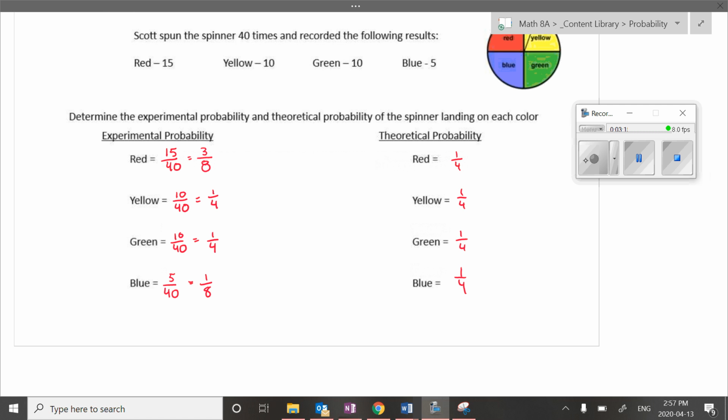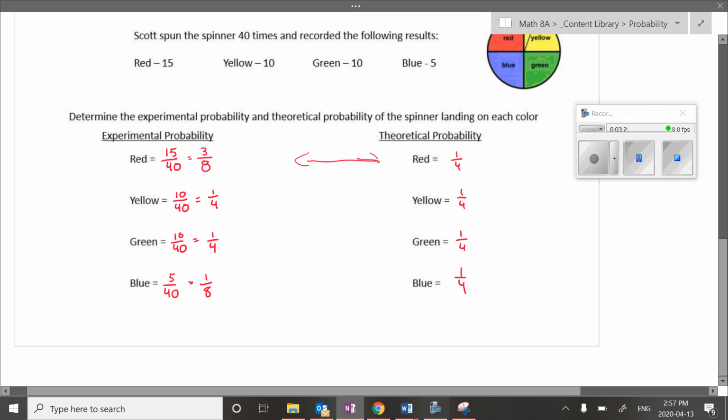As you can see, my theoretical and experimental probabilities have a few differences, mainly in the red and blue. My green and yellow happen to work out okay. And that's just what it's going to be with 40 times, not a huge amount. So you can see there's a difference between experimental and theoretical probabilities.